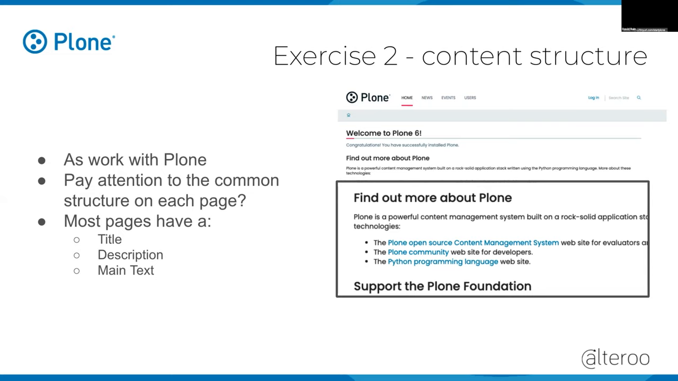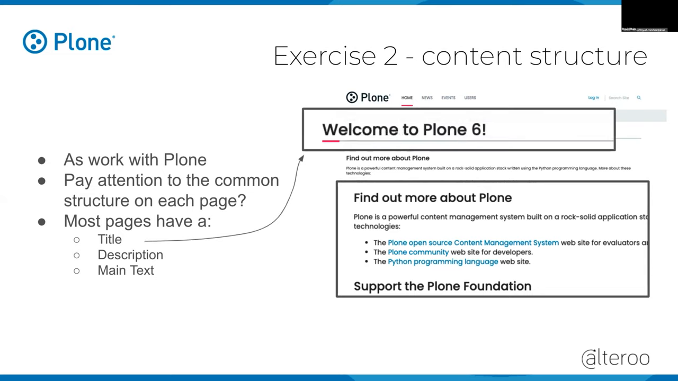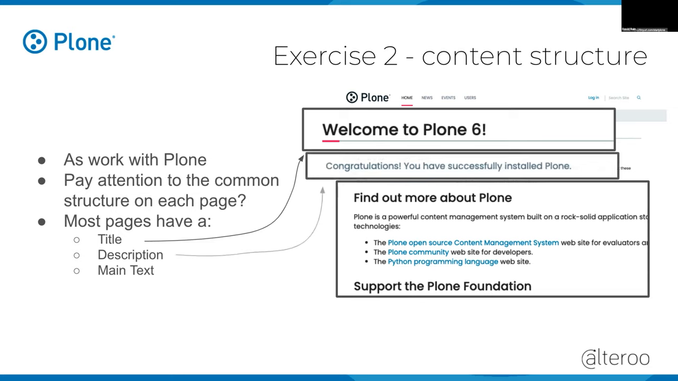The other thing I want us to pay attention to is the fact that in Plone, often the pages that you go to are organized with a title, a description, and main text. This is another common pattern in the back end. The fields that are most common are title, description, and main text or body text. And most content types conform to that type of arrangement. So that's something to pay attention to when looking at even the structure of individual items within Plone.